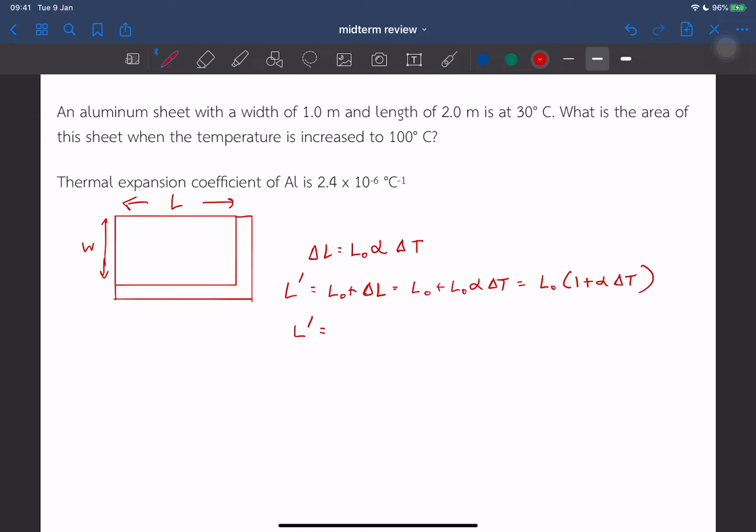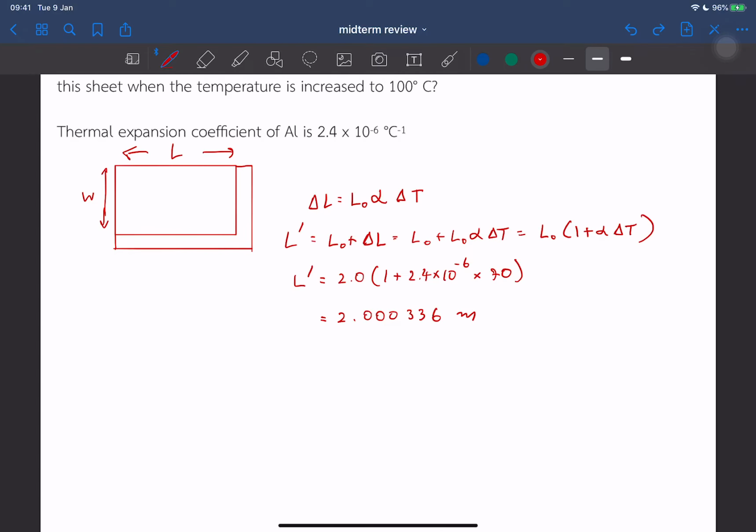So for L, the initial length is 2 meters. So it's 2 meters times (1 plus 2.4 times 10 to the minus 6, times delta T), the change in the temperature. The final temperature is 100, the initial temperature is 30, so the change of temperature, I can just write 70, right? I don't need to write it any more explicit than this. And then I calculate this: 2.4 times 10 to the minus 6 times 70, plus 1, times 2, and it's going to be 2.000336 meters. If you forgot to add L0 in your length, the answer will be 0.000336, which is really, really small.